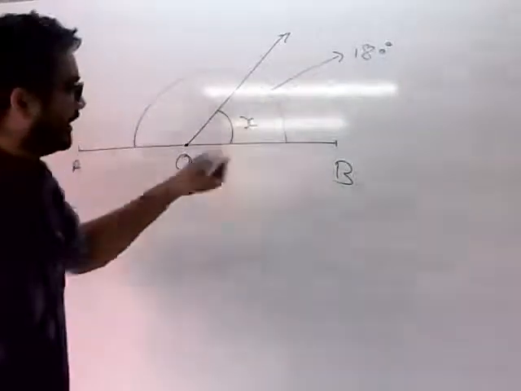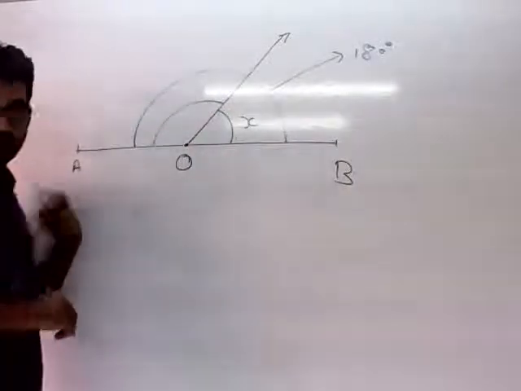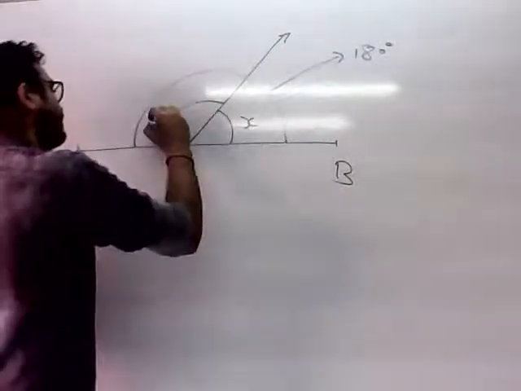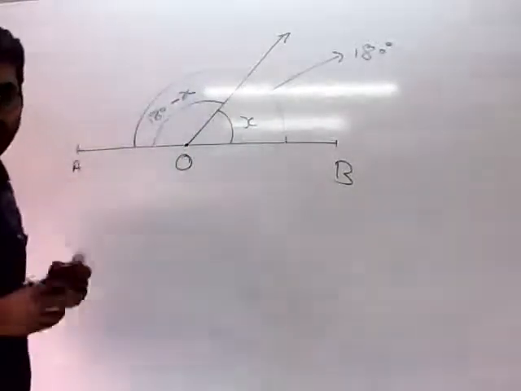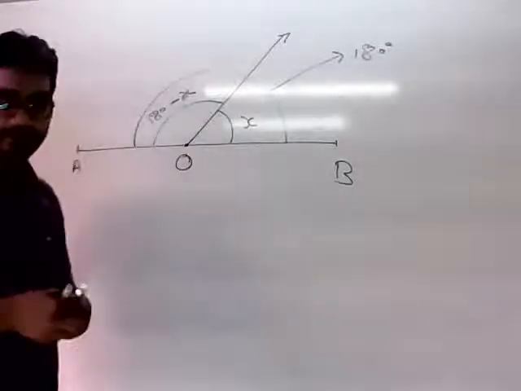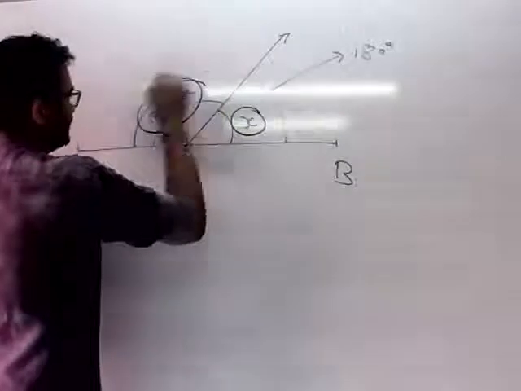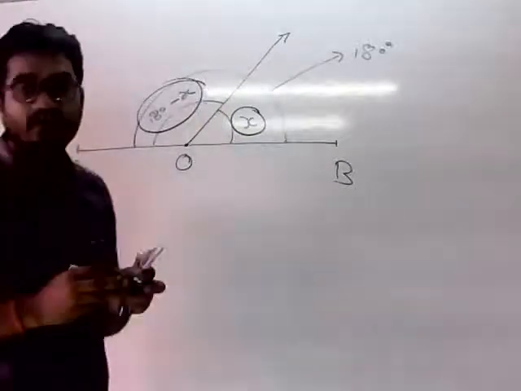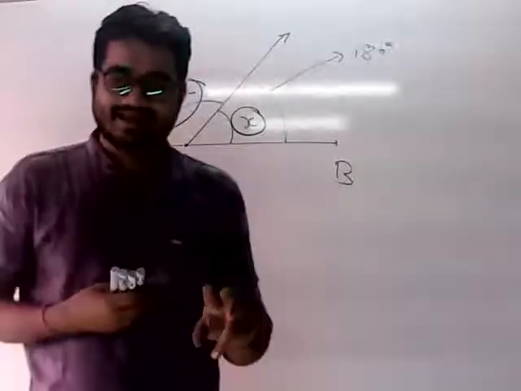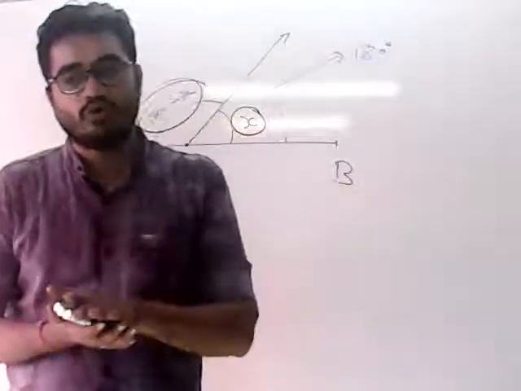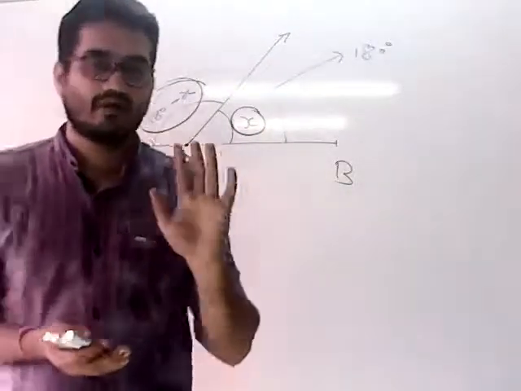Now that straight angle, if this is x, then how much will this be? This much will be 180 minus x. So this pair of angles, which one? This one and this one, these two will be known as a linear pair of angles. That means in a straight angle, if two angles are made, those two angles are called a linear pair of angles.